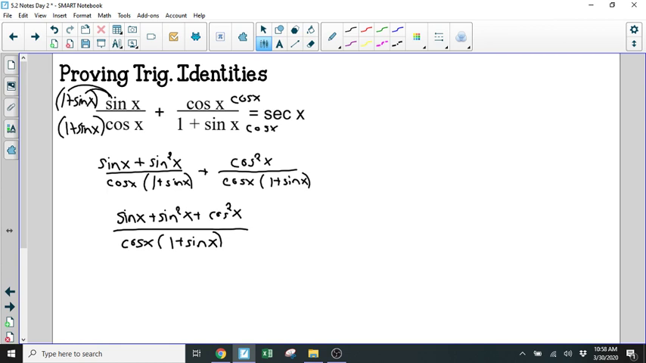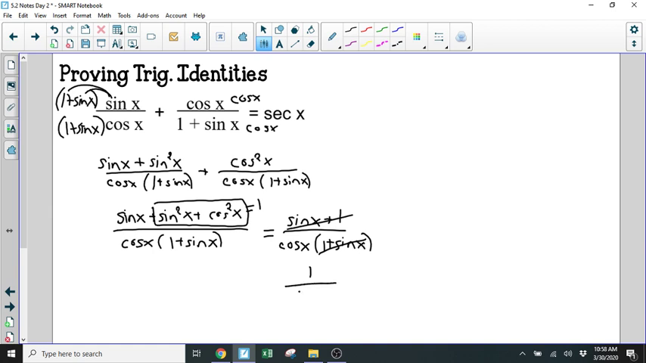In the top, what we can see is we've got a squared with a plus or minus, and anytime we see a squared with a plus or minus, we want to look for our Pythagorean identity, and there is our basic one, sine squared plus cosine squared equals 1. So our numerator becomes sine of x plus 1 over cosine x times 1 plus sine x. That sine of x plus 1 in the top and in the bottom we can simplify out, leaving me with 1 in the top and a cosine x in the bottom, and 1 over cosine x is secant x, which matches what we were trying to prove.